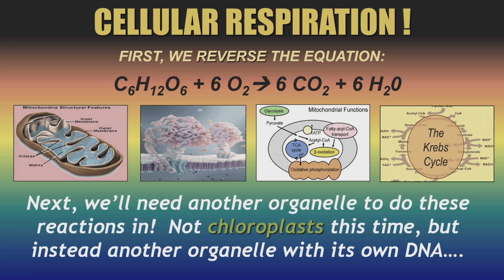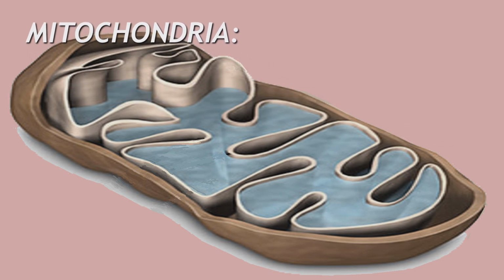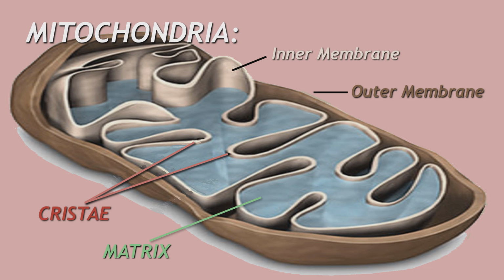That's our first step. Now we'll need another organelle to do these reactions in, not chloroplast this time, but instead another organelle with its own DNA, the mitochondria. So the mitochondria, just like the chloroplast, has an inner and an outer membrane. The mitochondria, just like a chloroplast, has an area that's heavily folded, the cristae, and it has a fluid-filled interior, the matrix.